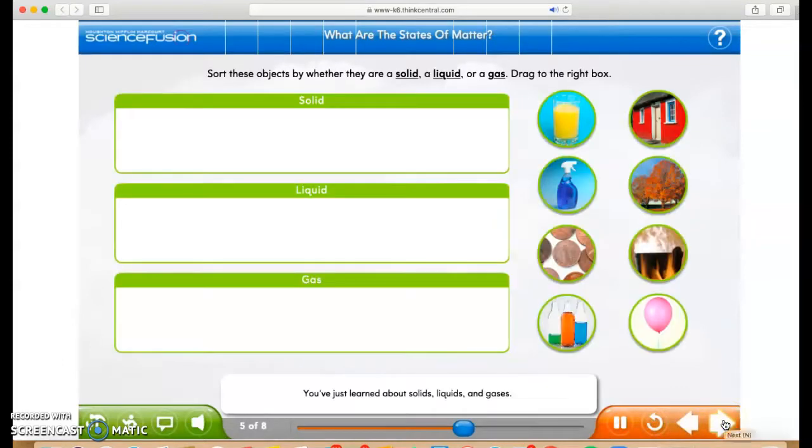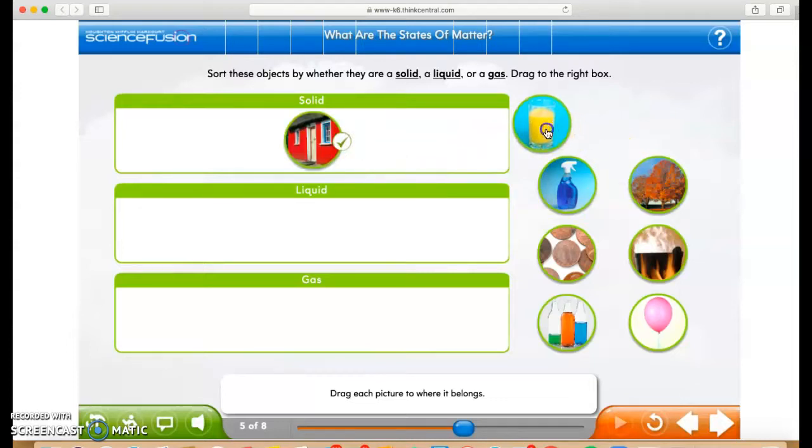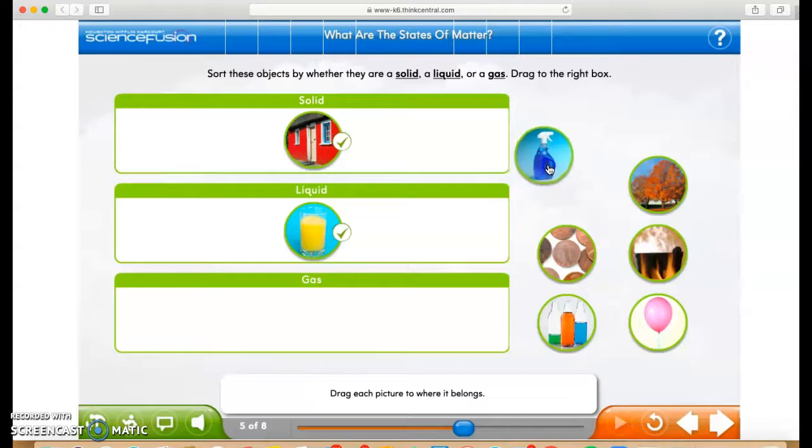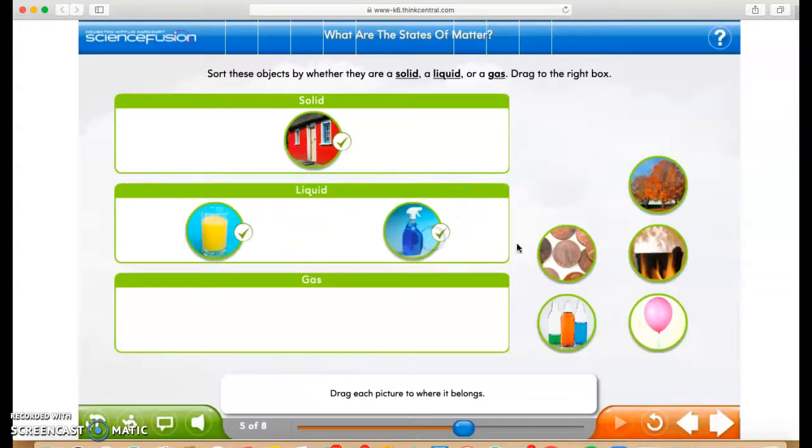You've just learned about solids, liquids, and gases. Now take a look at these objects. Can you put them in the right category? Drag each picture to where it belongs. Okay, let's see. The house, solid, liquid, or gas? What about the juice? Yep, it's taking the shape of its container there. Good. What about this Windex, this glass cleaner? Yep, that's a liquid. What about, I don't know if that's showing the tree or the air. I guess it's showing the tree.